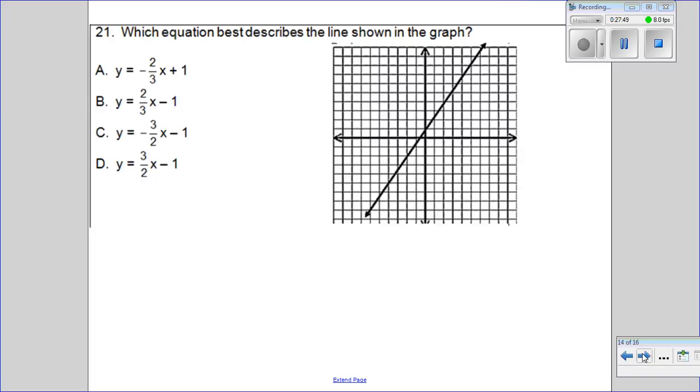Number 21. Which equation best describes the line shown in the graph? Okay, so let's identify where it crosses the y-axis first. So right here, right at a positive 1. And then let's see the next spot that it's going to cross. It looks like it's touching right about here and here. It's not perfect, but that's as close as we can get with this graph.